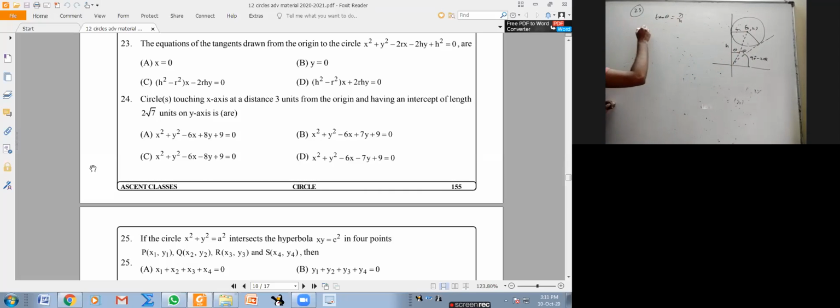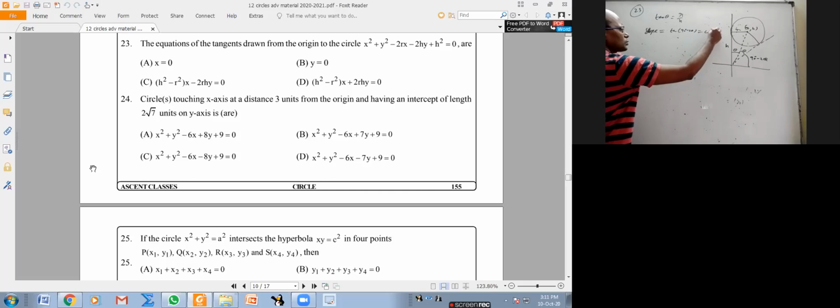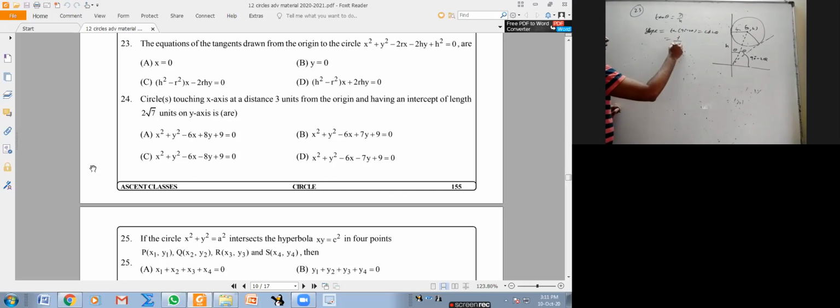But I want the slope of the required tangent apart from the y-axis, which is tan of 90 minus 2 theta, which is cot 2 theta, which is 1 by tan 2 theta. The tan 2 theta formula is 2 tan theta by 1 minus tan square theta. 1 minus tan square theta goes up, r by h whole square.